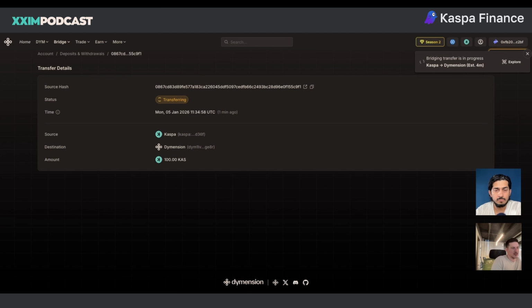They would verify this. So a subset of the validators of Dymension would validate that this is actually a valid transaction on the Kaspa L1. And once we have enough validators that approve this transaction, they would mint the wrapped COS on Dymension and send it to the rightful owner of this transaction. So this is something that takes approximately up to 4 minutes. It could take a little less.